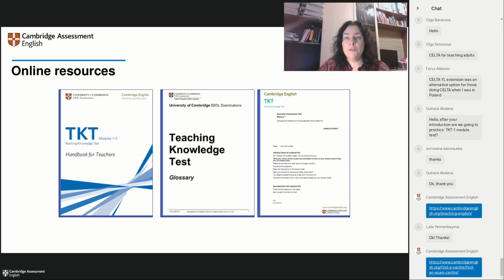So the handbook is the first source of information. You can read about the test, all the requirements, all the parts, the areas that you are going to be assessed on. Then you need a glossary. This is a very, very concise way of brushing up on terms. So all the terminology that you need to be aware of is there. I think there were like 400 words or something.